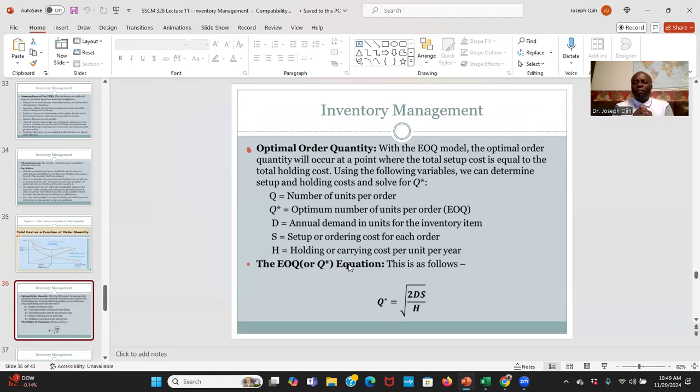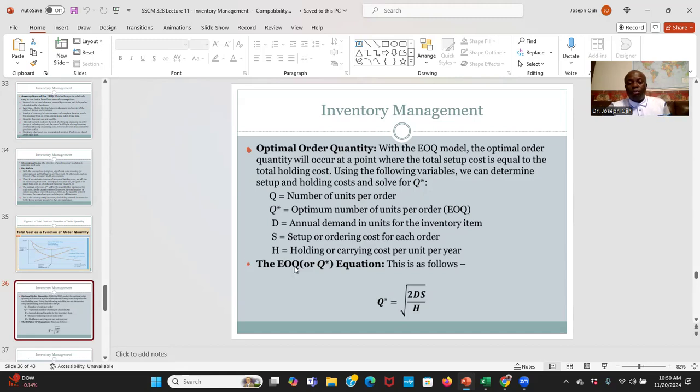So using the following variables, we can now determine the formula, determine the setup and holding costs, and solve for the optimal number of units per order. So let's assume that Q represents the number of units per order. Q star is the optimal number of units per order, or what we call the economic order quantity. D is the annual demand in units for the inventory item. S is the setup or ordering cost for each order. And then H is the holding and carrying cost.